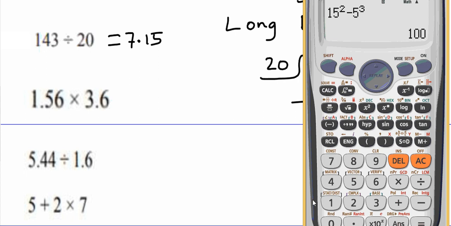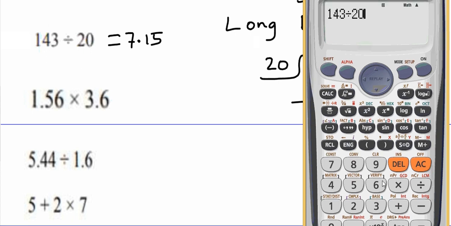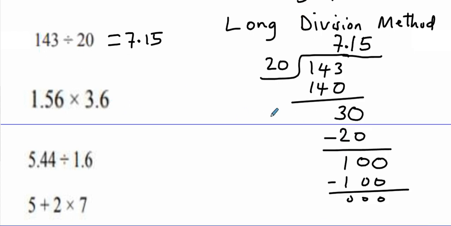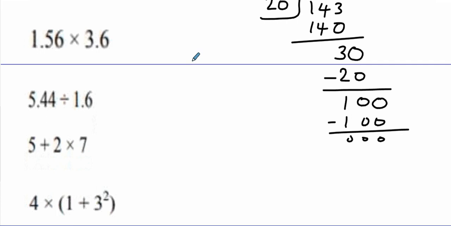You can use your calculator to check if your answer is correct. But if in the exam you are not supposed to use a calculator, then you are good to go. So we have got 7.15, so our answer is correct. Okay, now let us do 1.56 times 3.6.